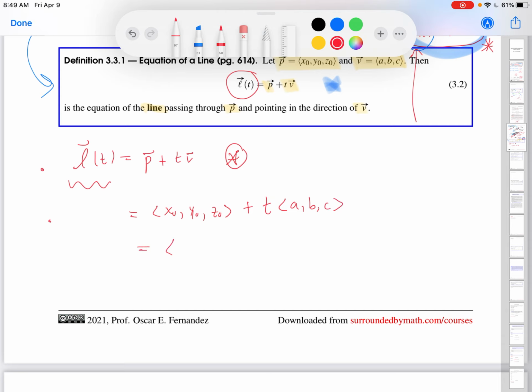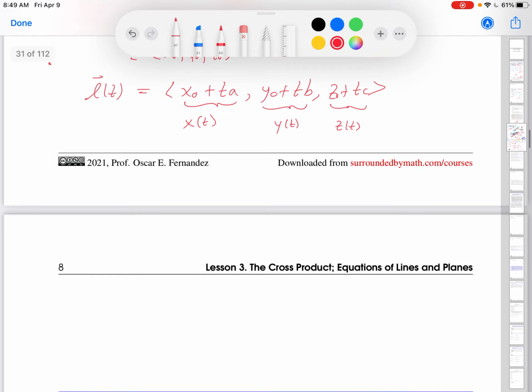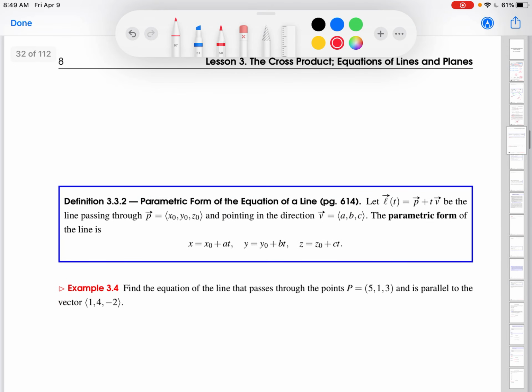So by my vector addition properties, I can write this as follows: plus tB, and then z0 plus tC. There we go. And then from here, I can extract the parametric equations of the lines. So this is a function of t, I'm going to call it x of t. This is a function of t, I'll call it y of t. And this is a function of t, I'll call it z of t. So that leads naturally to this next definition.